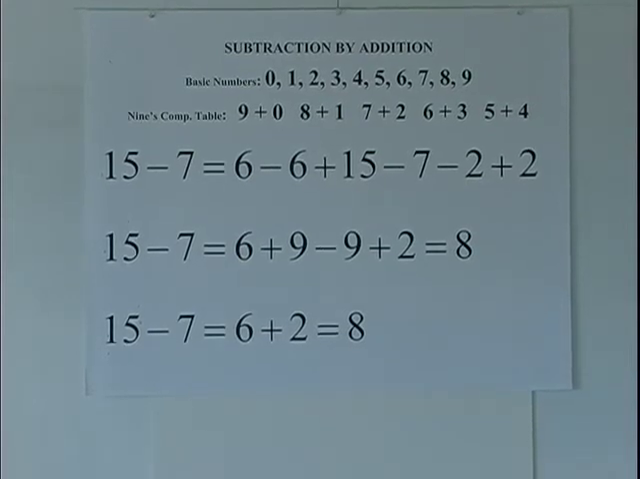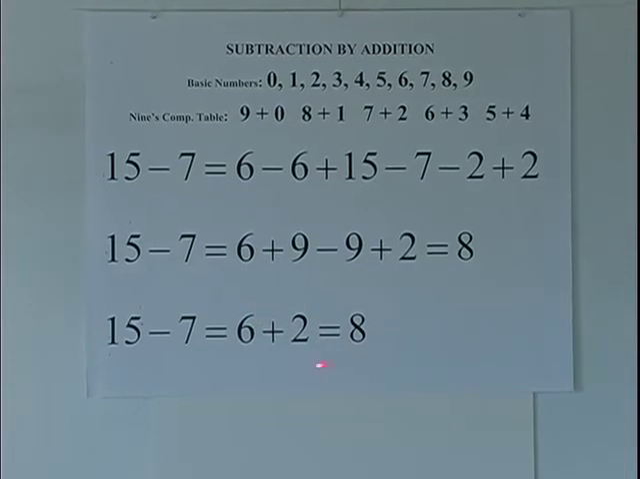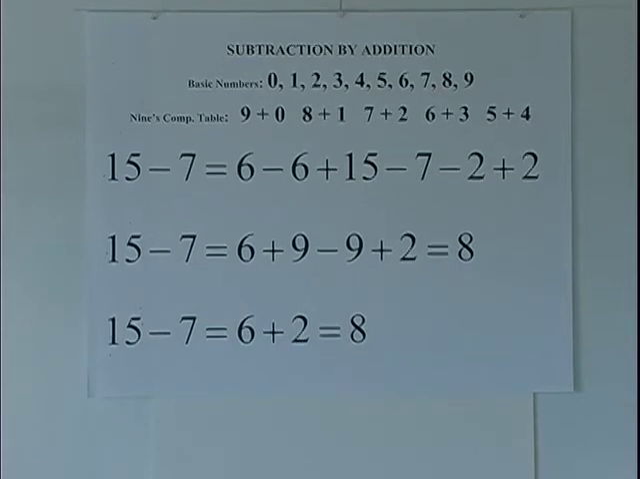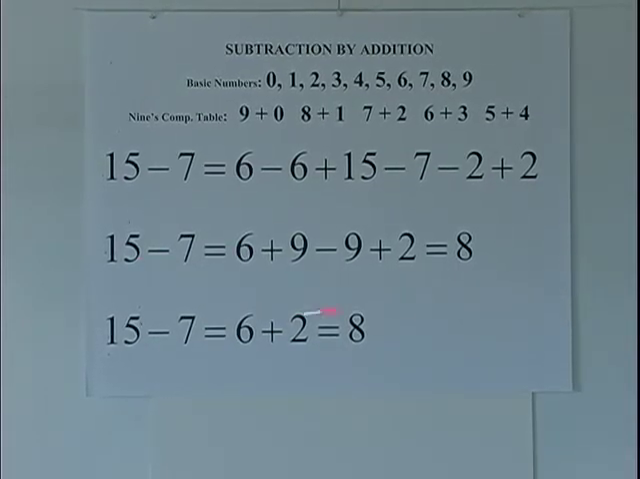Now we'll state our algorithm. The algorithm for subtraction by addition is, I will add the numbers in the minuend, 1 and 5, I get a 6. I will take the 9's complement of the subtrahend, which is 2, and add it to the 6. 6 plus 2 is equal to 8. So the algorithm for subtraction by addition, I did only one operation versus 4 for subtraction by subtraction.